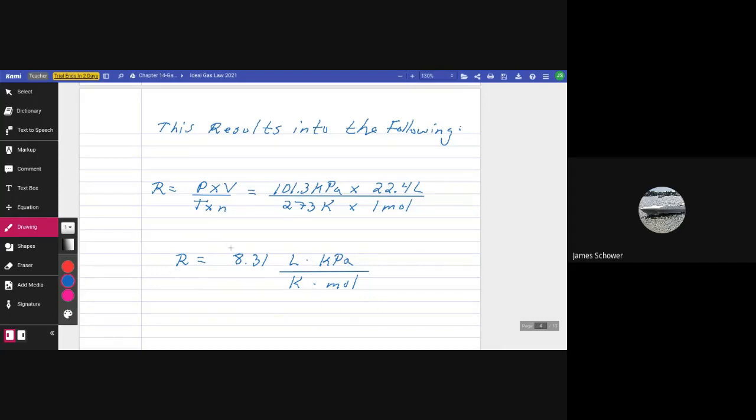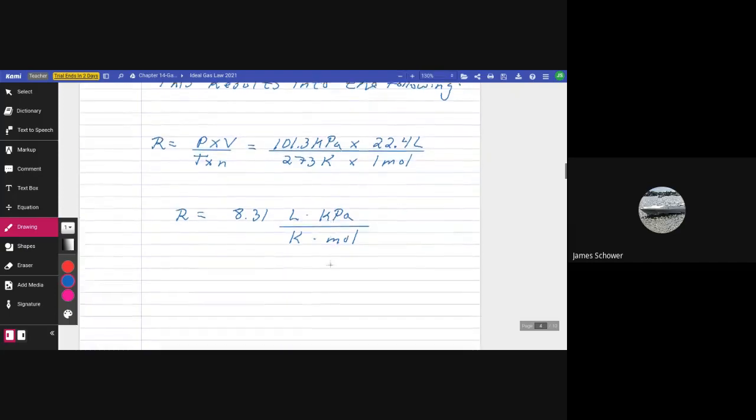Now, this is the gas law constant dealing with kilopascals. There are 3 other R values based on atmospheres, millimeters of mercury, and torrs. But we're not going to use them. If we do use them, I'll give you those values.